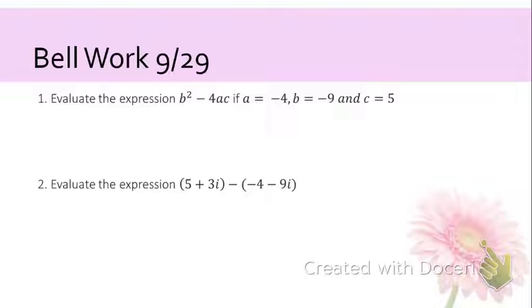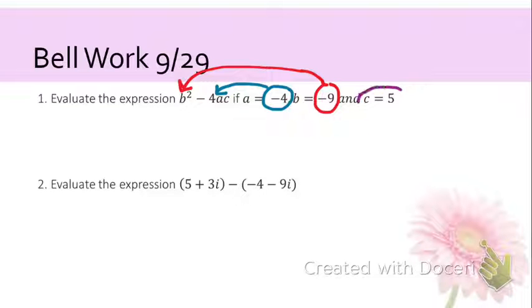So for question number 1, this is actually a part of the quadratic formula, b squared minus 4ac. And what you're doing is substituting into that expression. So b is -9, so the -9 will go here. A is -4, that will go here. And C is 5.